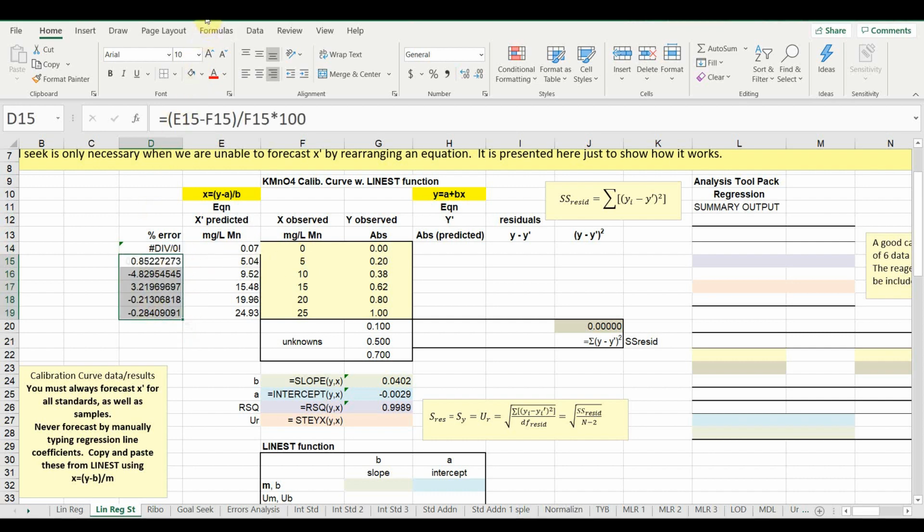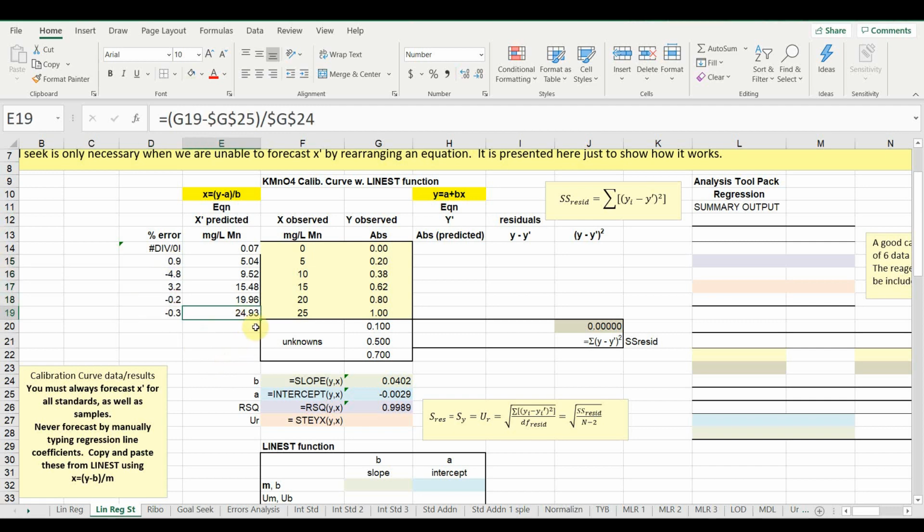Let's reduce those decimals. So what do we see here? So we're plus 0.9%. That's very good for the first standard. The next two standards not so good. Negative 5%, plus 3%. 3% is acceptable but not great. And the last two are very good. So certainly towards the bottom and the top of the calibration range we could expect good data.